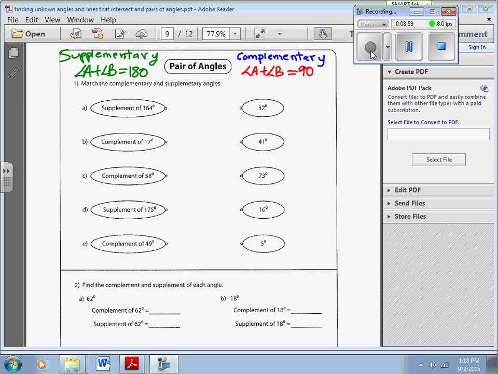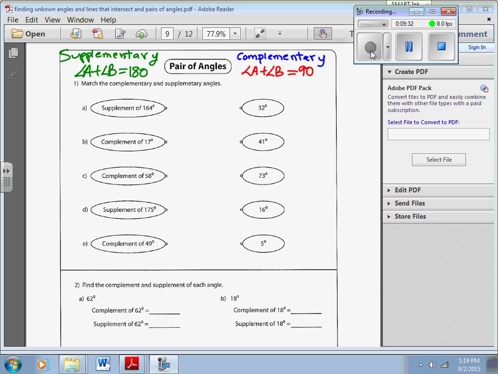But you guys really need to pay attention. Are they saying complementary or are they saying supplementary, okay? All right. So let's go ahead and do the first one, and we're going to match. Which one is a supplement of the 164 degrees? So supplement means 164 plus which one of these angles will add up to 180. So go ahead and do the math real quick.